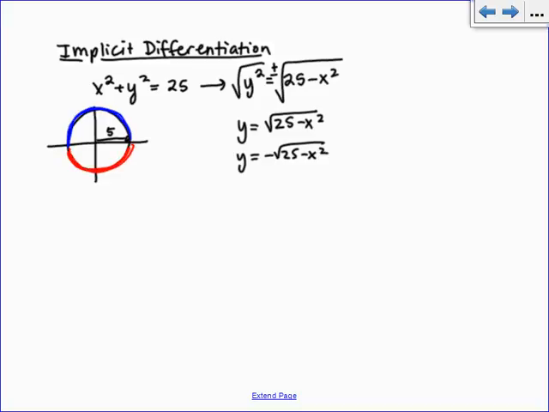So it's really two functions. It's impossible to solve for y and only have a single function. It ends up being two functions, so you end up getting two equations.